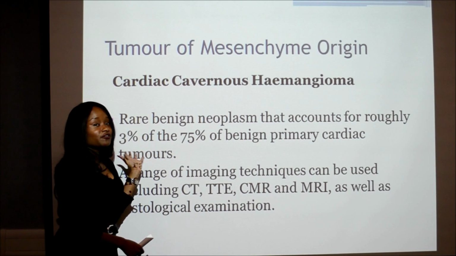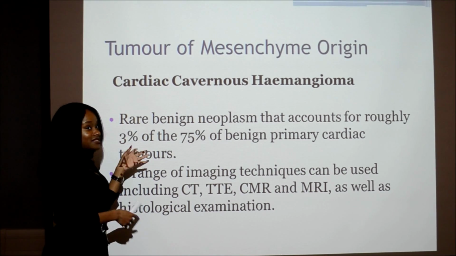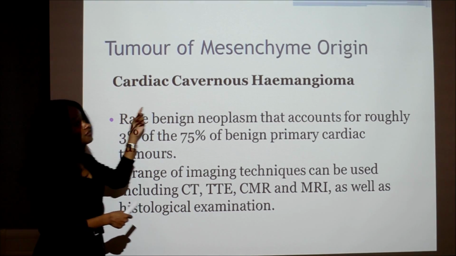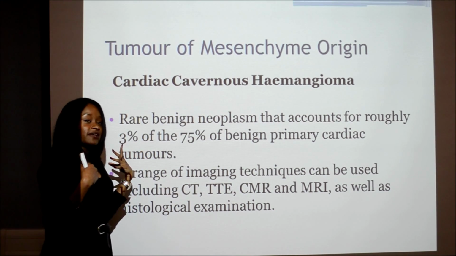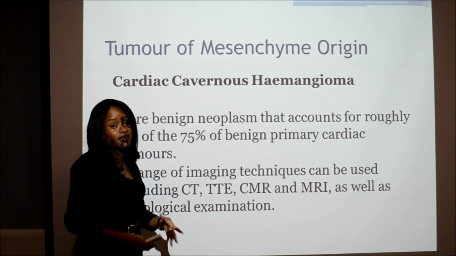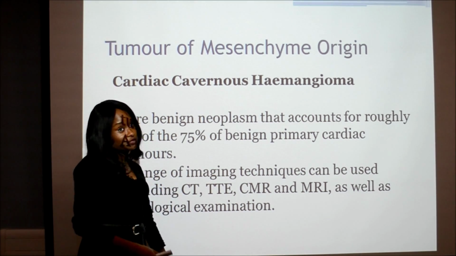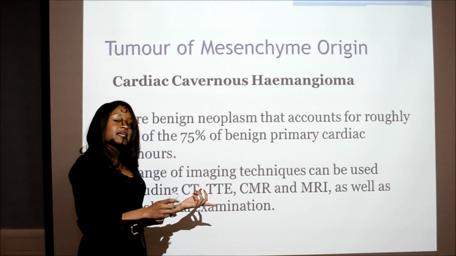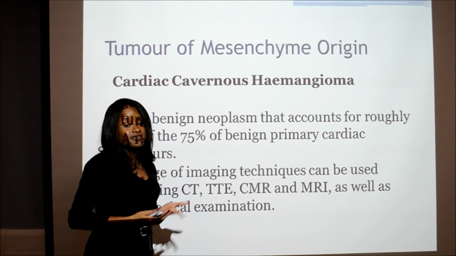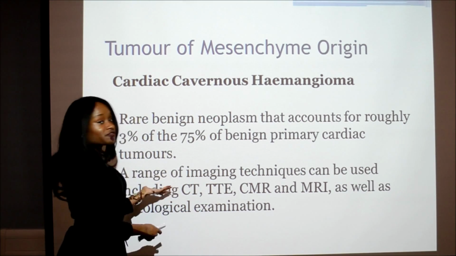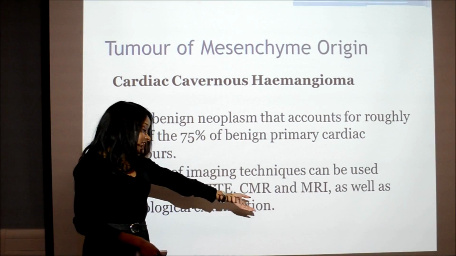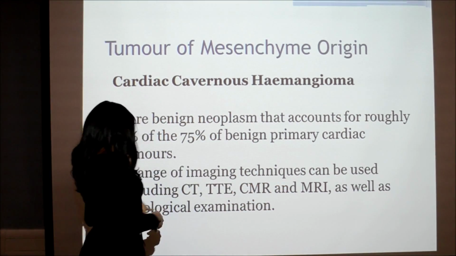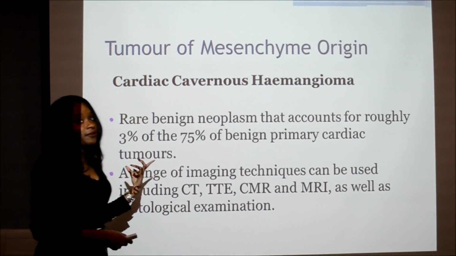An example of a tumour of mesenchyme origin would be cardiac cavernous hemangioma. This tumour is a rare benign neoplasm that accounts for roughly 3% of the 75% of benign primary cardiac tumours. It usually presents itself in the ventricles, the valves, and the atria, and a range of imaging techniques can be used, such as CT, TTE, CMR, and MRI, and also histological examination is very beneficial.